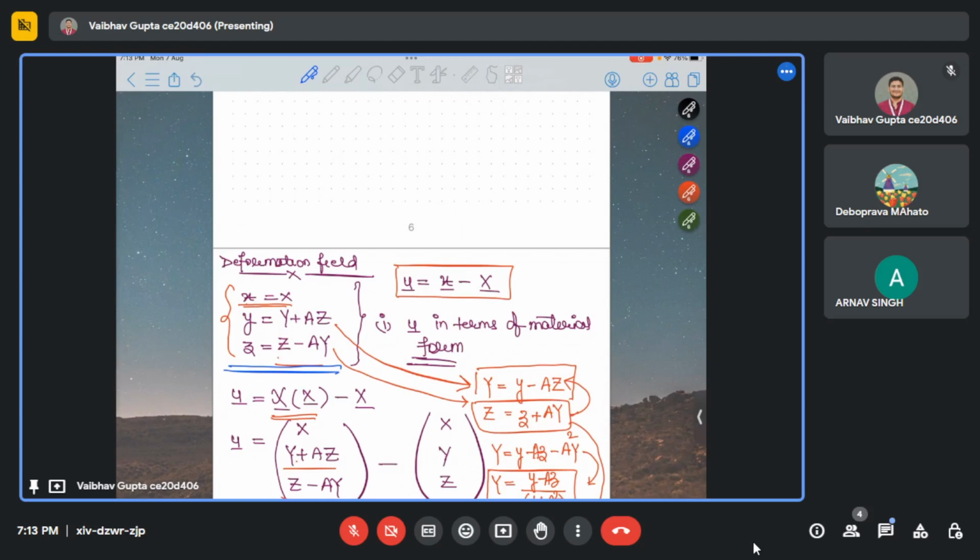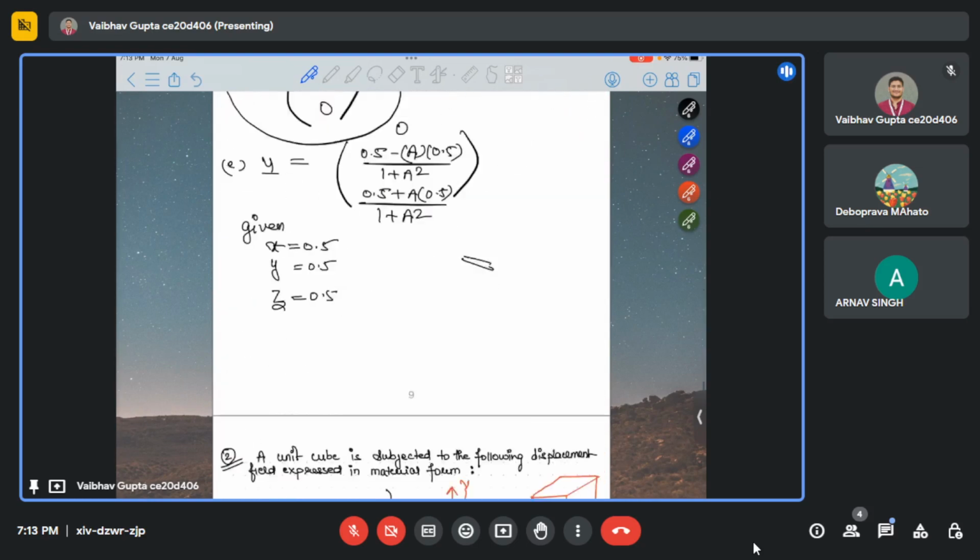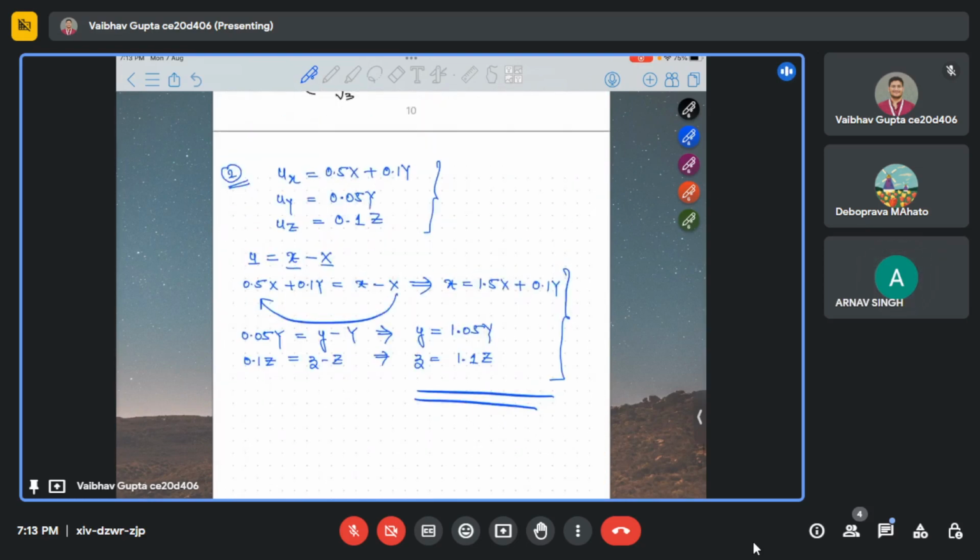In the first question, small x, small y, small z are related to capital X, capital Y, capital Z, and we find out the displacement and the location. Now here, in the second question, we have been given ux, uy, uz. With the help of this relation, we have found the relation between small x and capital X, small y with capital Y, and small z with capital Z. Now you can solve the question as we did in the first one.